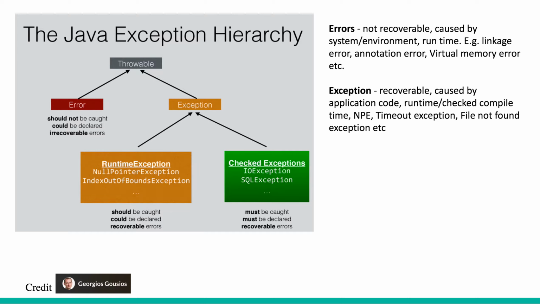Everything else is unchecked exceptions or runtime exceptions that are caused by the developer, which they need to look at. Things like null pointer exceptions, timeout exceptions, file not found exception. These runtime exceptions could be caught. They could be declared and they are recoverable errors. So that's the exception hierarchy: errors and exceptions. These are issues that can happen in your code, and this is the hierarchy.